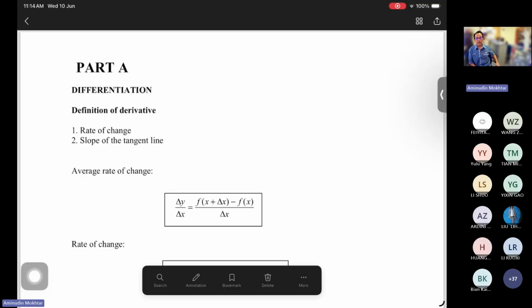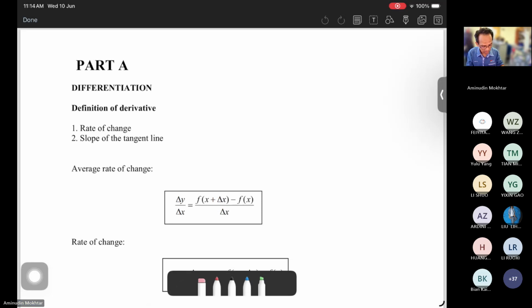Okay, this topic, differentiation or pembezaan. This topic, in English we call differentiation. In bahasa Melayu it is pembezaan. Okay, before I start, I just want to share about your mid test.